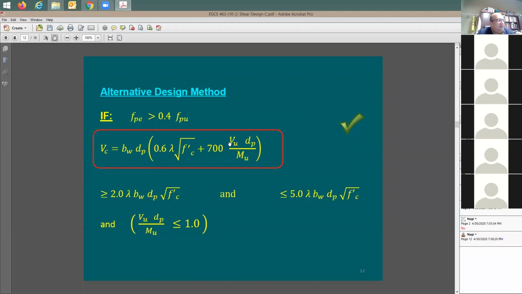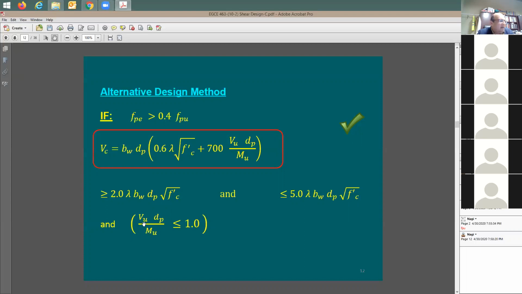So when you look here at VU dP divided by M sub U, what factor do you expect? I'm just thinking here. It says you need to keep your eye on this factor. VU times dP divided by M sub U has to be less than 1. So what happens, let's say, if it's going to be equal to 2 or 3? All you need to do is just use it as 1. So it has a maximum value of 1.